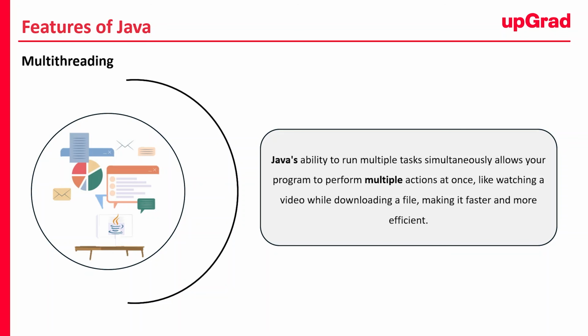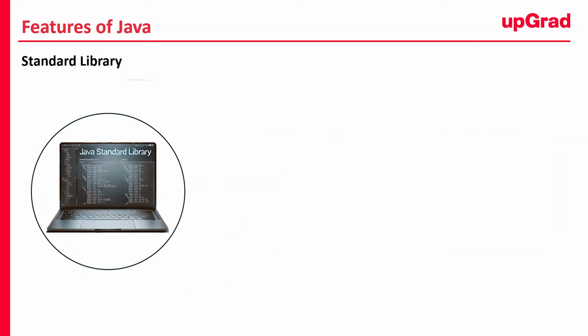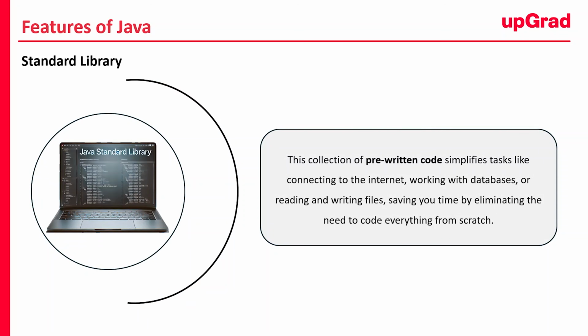Now, when you start using Java, you will see that it comes with a huge standard library. This is a collection of pre-written code that helps you do all sorts of things, like connecting to the internet, working with databases, or even just reading and writing files. It saves you tons of time because you don't have to write everything from scratch.